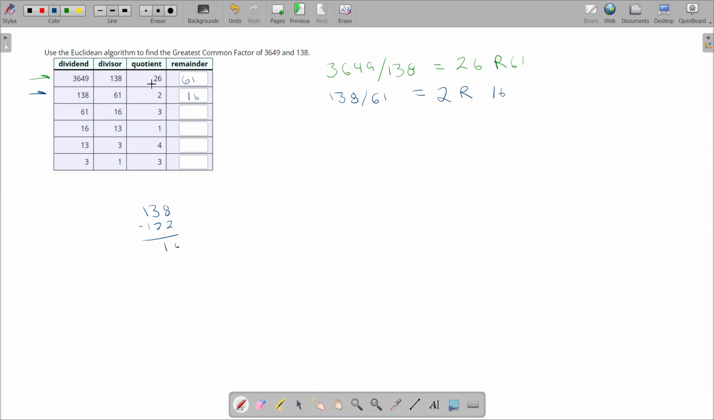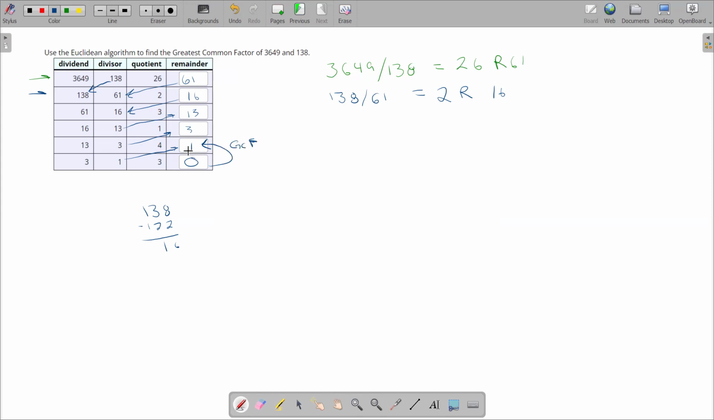And again, with Euclid's method, the previous divisor always moves up, and the previous remainder always moves up. So there's the previous remainder. And so this previous remainder must have been 13. This one must have been 3. This one must have a remainder of 1. And finally, I get the remainder of 0. And that 0 tells me that the previous remainder has to be the greatest common factor.